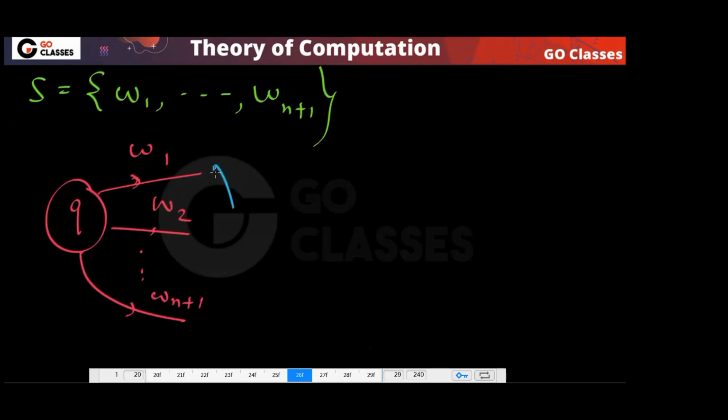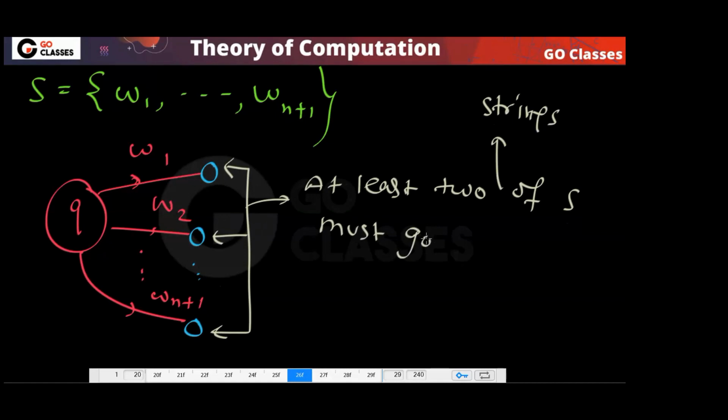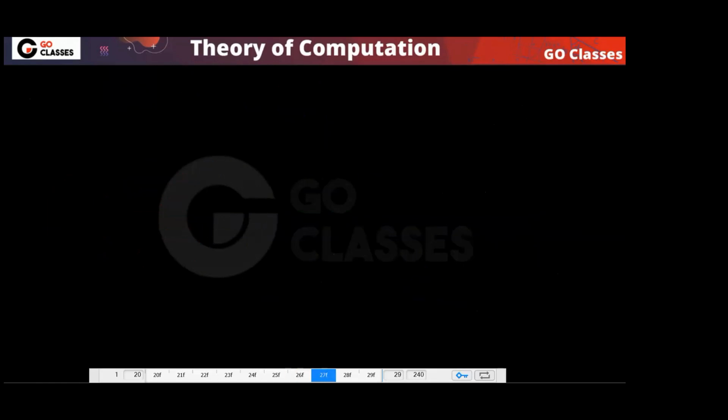Okay, so you can notice at least 2 of them must end in the same state. I can say at least 2 of them must end in the same state. This is what I'm saying. So at least 2 of them must be the same. At least 2 strings of S must go to the same state from Q. Correct? Very simple.